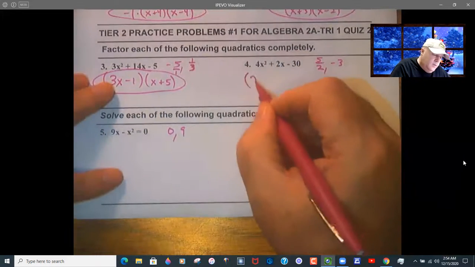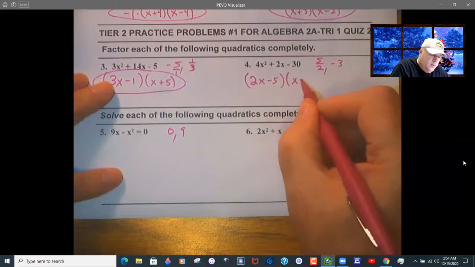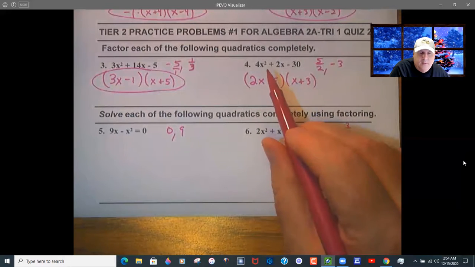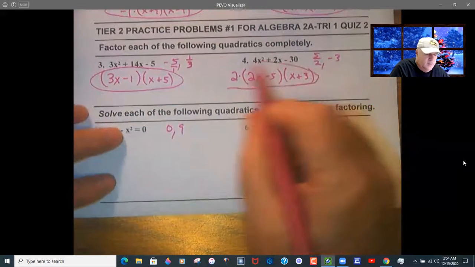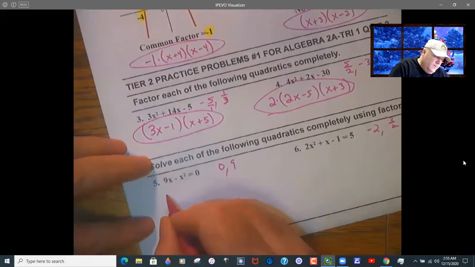So here, 2x minus 5, 1x plus 3. But notice that 2x times x is not 4x squared, so we're going to have to adjust with the common factor of 2. So one thing that does not happen with the technique that I show you is it doesn't get common factors. You have to find those. All right, 5 and 6. So you're going to do the same thing.